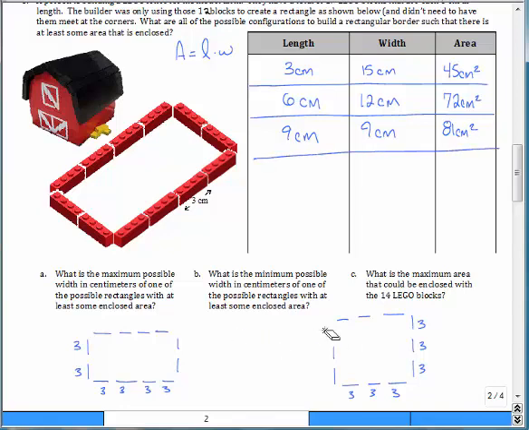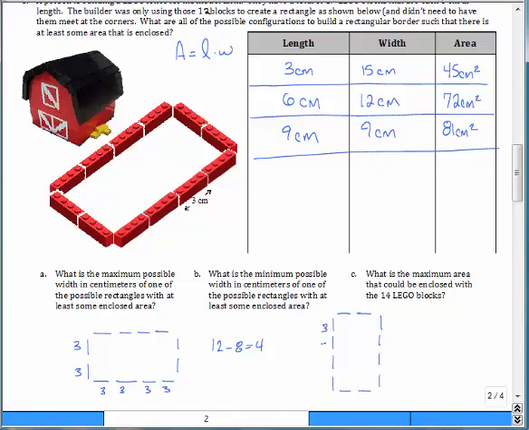So continuing this idea, instead of using 3 on the length, I could also use 4 pieces. 1, 2, 3, 4. But if I use 4 here, I also have to use 4 on this side. So if I think about 12 minus 8 blocks that I've used, I've got 4 left, and that means there needs to be 2 on here and 2 here.